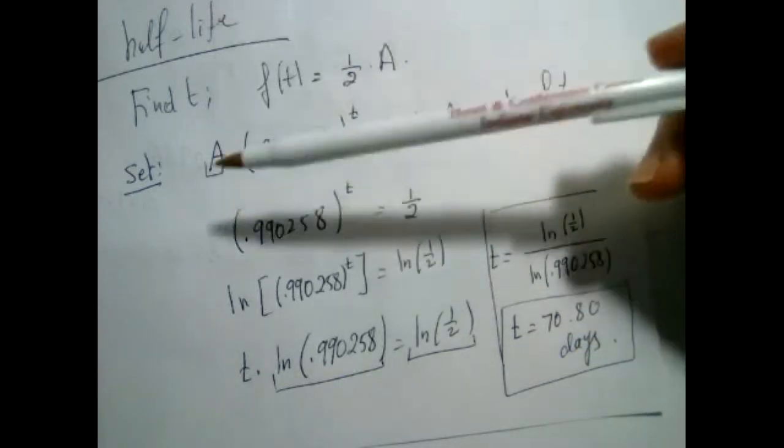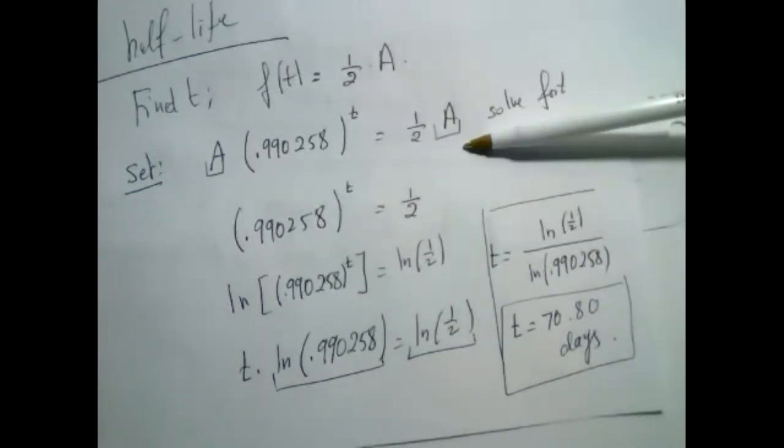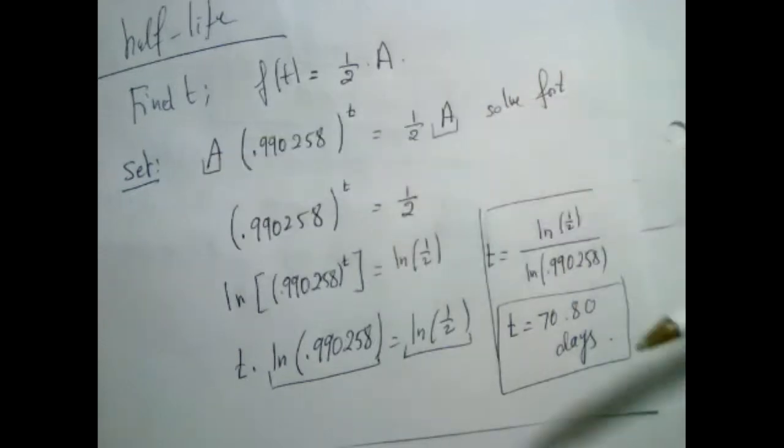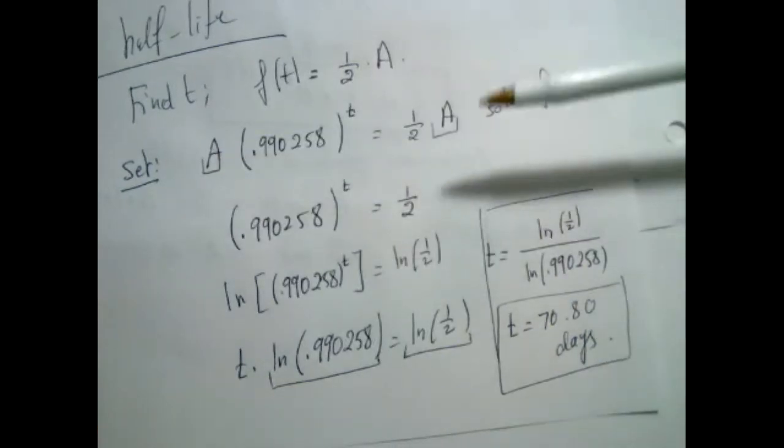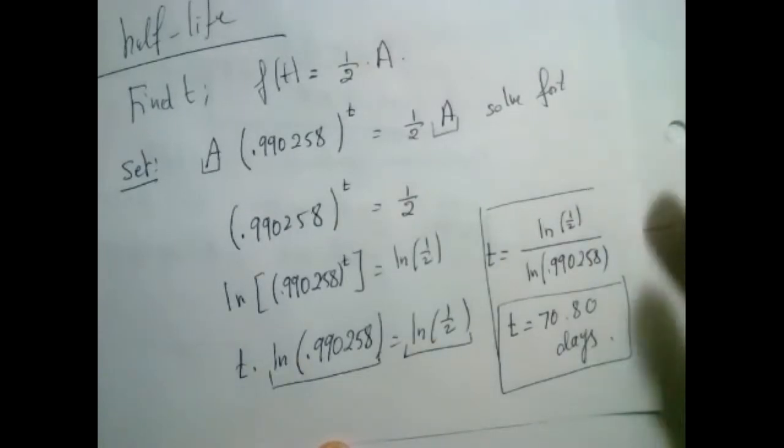So if we started with, let us say, 5 milligrams, it's going to take 70 days to be reduced to half of 5, 2.5. If we start with 100 milligrams, it's going to take 70 days to be reduced to half of what it started with. So that's the half-life. Okay.